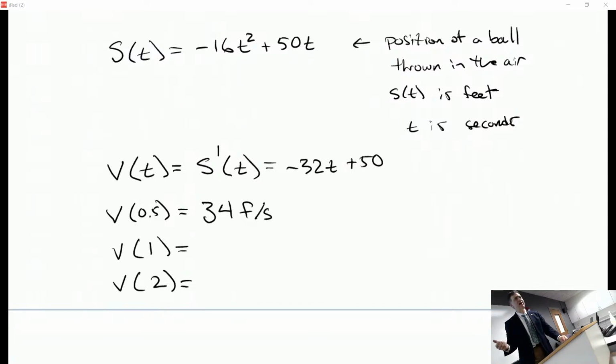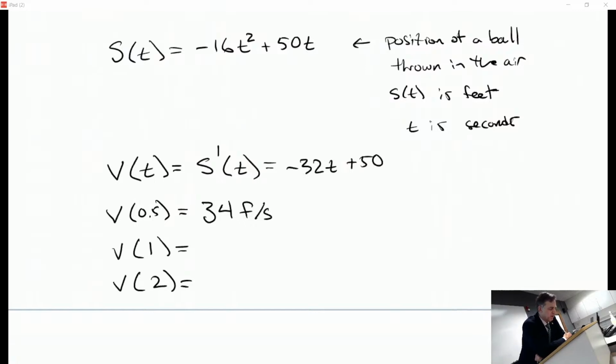So 34 feet per second, let me think, what's the conversion? 3,600 over 5,280. So what's that? Roughly 3/5, let's say. So 3/5 times this would be the miles per hour. So is that 25 miles per hour maybe? So it's moving pretty quickly, or 22 maybe, 22 miles per hour. Okay, anyway, that's really irrelevant.